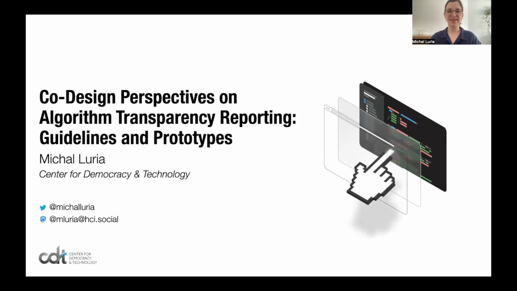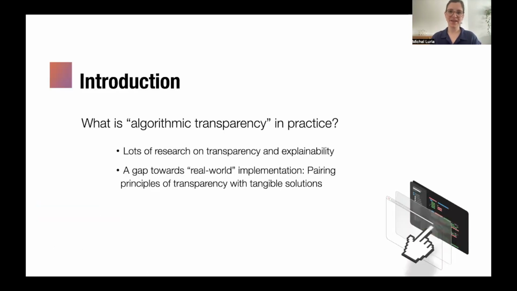I'm a researcher at the Center for Democracy and Technology, and today I will be talking about a paper called Co-Design Perspectives on Algorithm Transparency Reporting, Guidelines, and Prototypes. We began this research project with a question in mind. What is algorithmic transparency in practice?